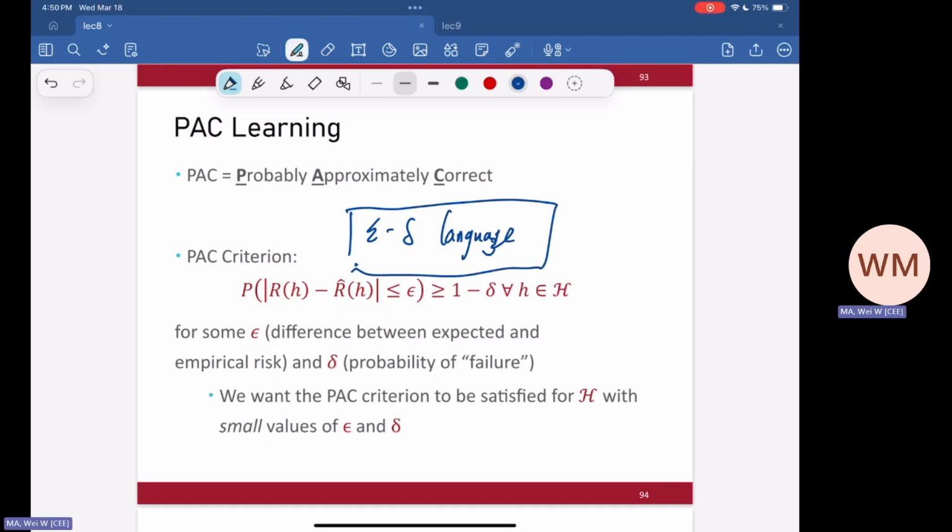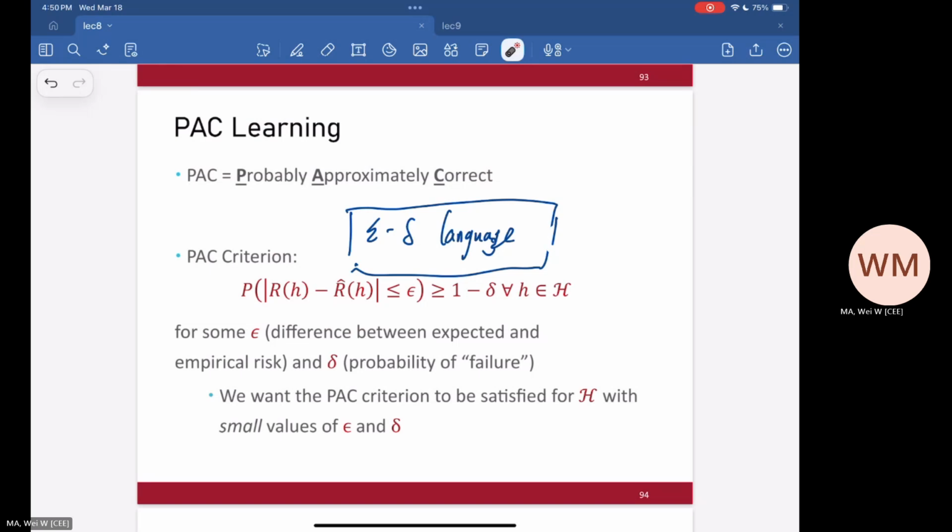Application papers you already know, but if you read some AI theory papers, the AI plus theory, then you will see a lot of epsilon delta language. If you're interested, just search this and try to understand what an epsilon delta language is. Here is a very typical epsilon delta language.